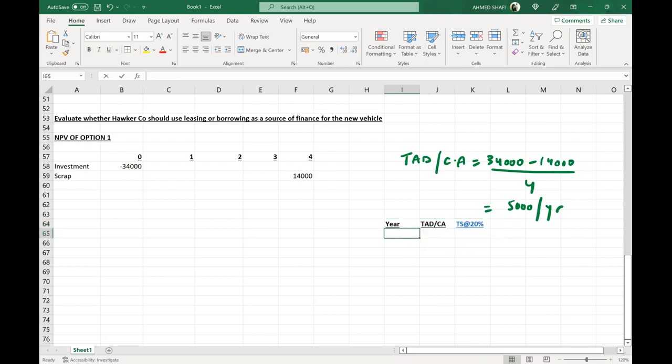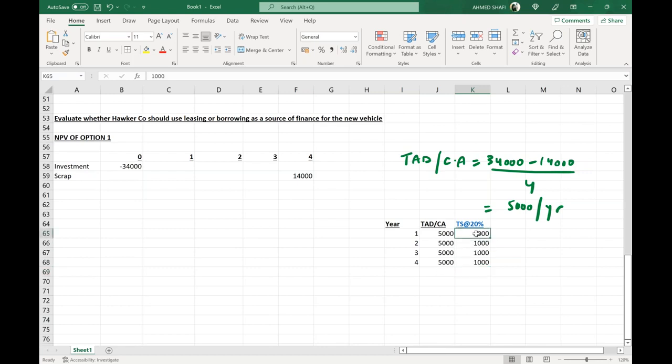So it's a 4 year life, 1, 2, 3, 4. Every year, tax allowable depreciation is how much? Cost less scrap value over life. It's 5,000 each year. And this depreciation of 5,000 each year will reduce profits by 5,000, resulting in tax savings of 20%. 5,000 into 20% is 1,000. So for each year, we will get a tax allowable depreciation of 5,000, resulting in tax savings.